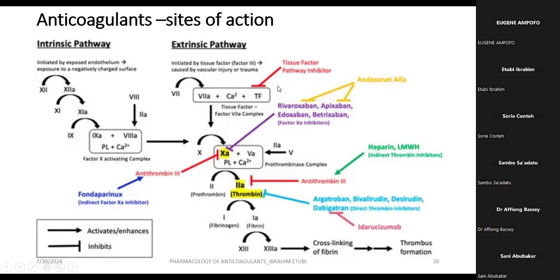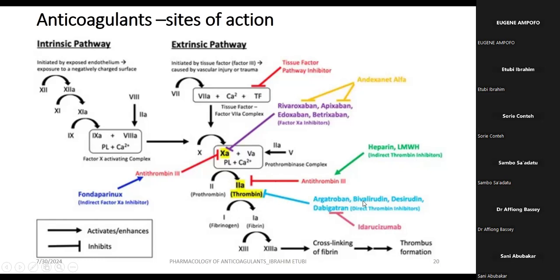It can block even this cascade as high as this pathway. However, at the level of factor 10A, our novel oral anticoagulants, or the DOACs, act by inhibiting, directly, factor 10A. And then heparin, low molecular weight heparin, they also act like fondaparinux. They would activate antithrombin, which will now act on factor 10A. So they are acting indirectly.